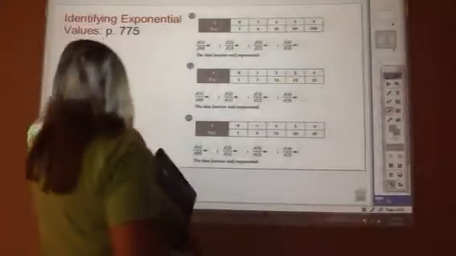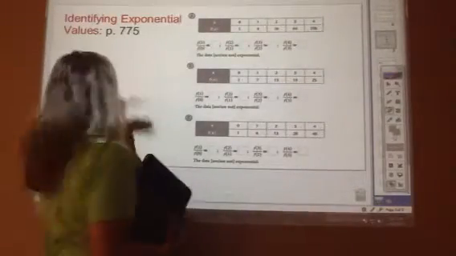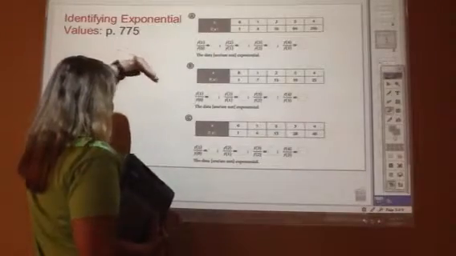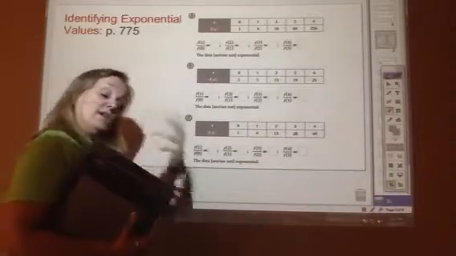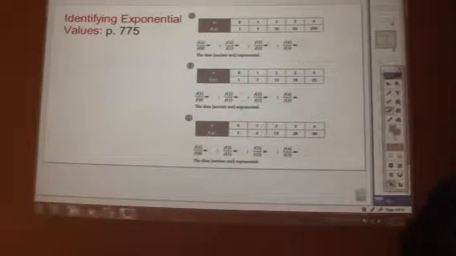If you look on the first page, page 775, we're going to check and see if these tables are exponential functions, which means are they going to curve and go up, which would be a growth, or are they going to curve and come down, or are they going to do neither, or are they going to be just a straight line? Okay, so here's how you check to see if it is exponential or not.